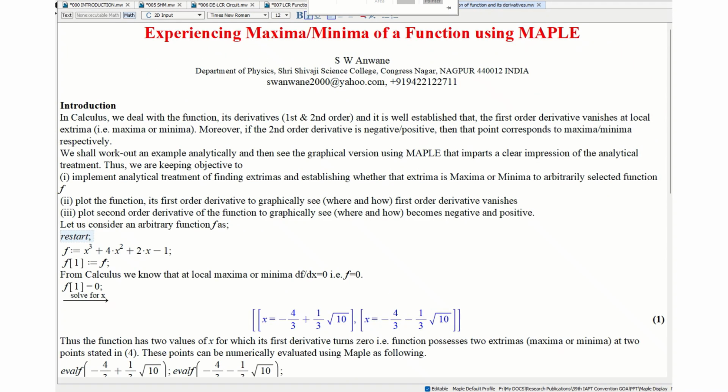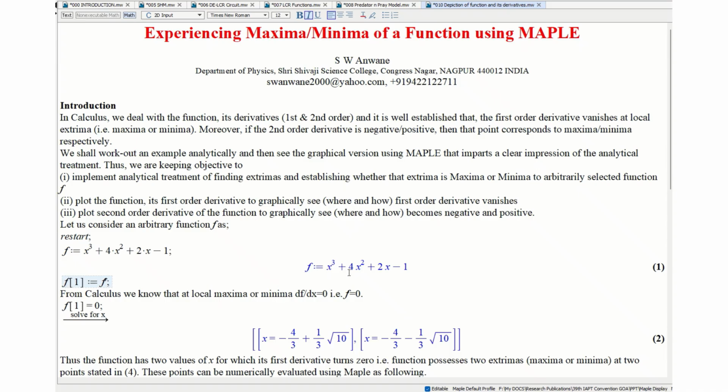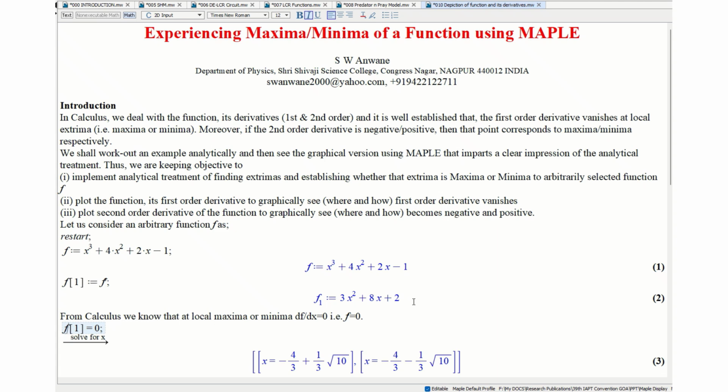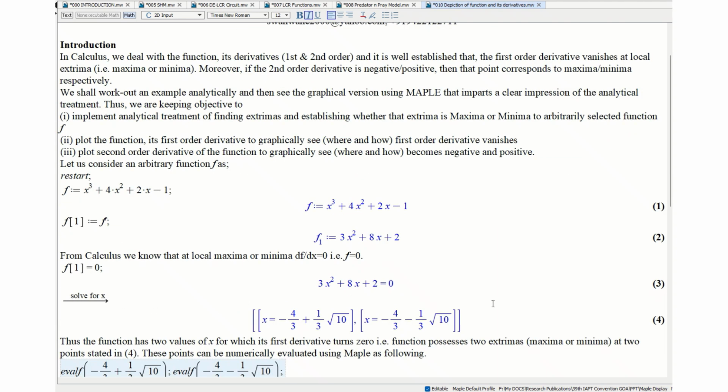Now, to understand what we have learned in the beginning of calculus, maxima and minima of a function, I have selected a very interesting function, which is x cube plus 4x square plus 2x minus 1. We shall find its derivative. F1 is actually f dash, and we can solve this for the maxima or minima condition. So 3x square plus 8x plus 2 equal to 0, and for this we can obtain two roots.